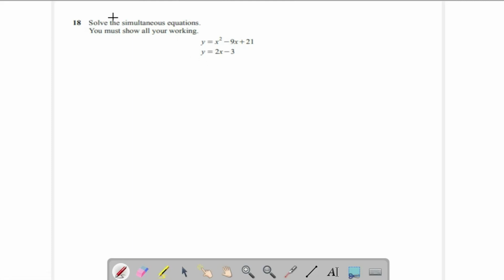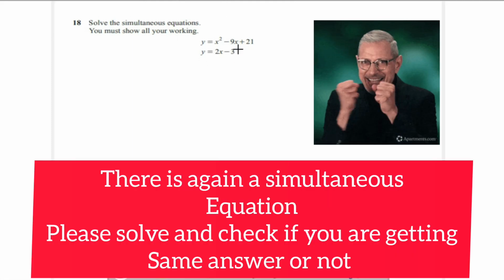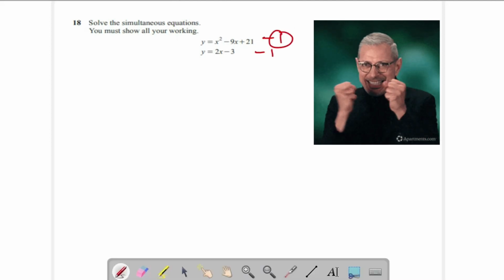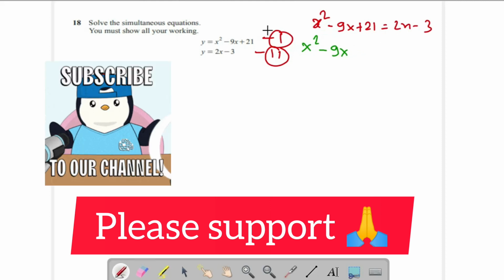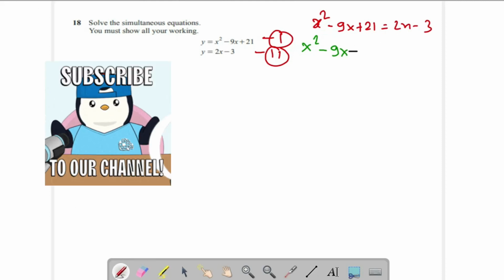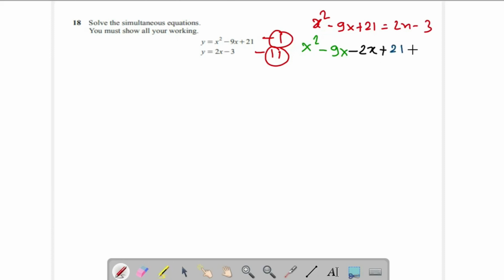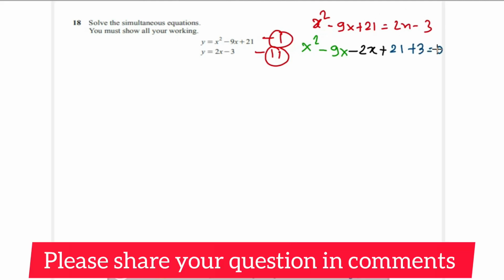There is another question to solve the simultaneous equation. In a similar way, we can solve it as we did in the previous one. We have two equations 1 and 2. We have to equate them. x square minus 9x plus 21 is equals to 2x minus 3. We are going to bring all the values on one side. x square minus 9x. Now this is plus 2x; if I bring it to the other side, it will be minus 2x plus 21. So I am going to write 21, and minus 3, when I shift it, will become plus 3.